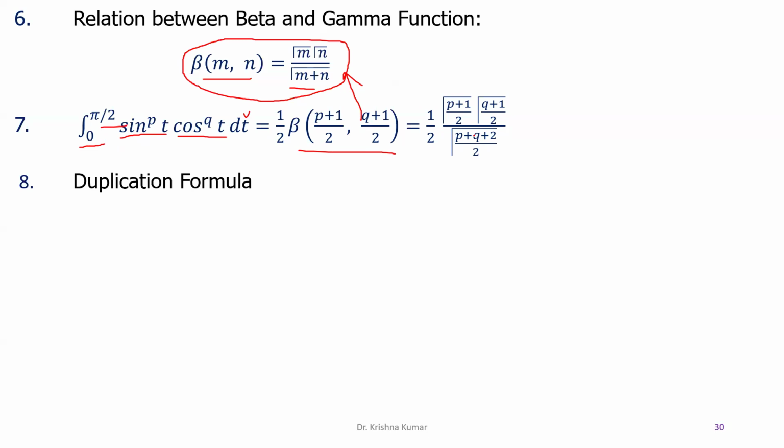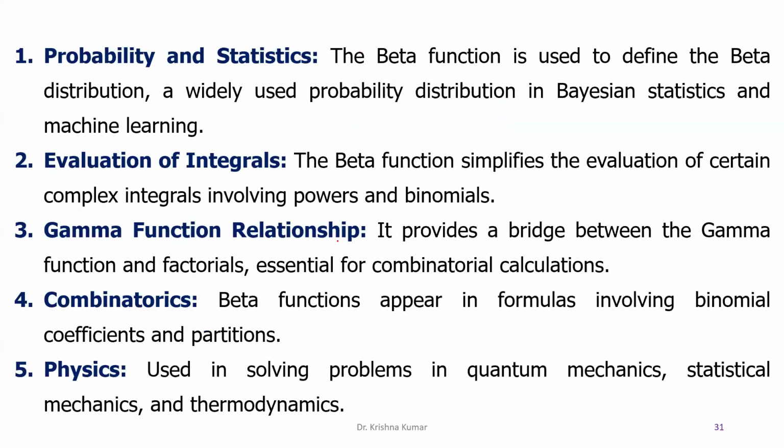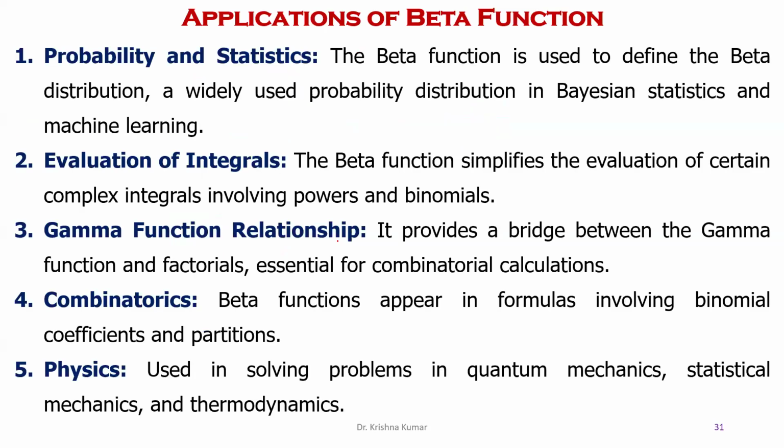Property number 8 is called the duplication formula, and it is given by gamma of m into gamma of m plus 1 by 2, which is equal to root pi upon 2 to the power 2m minus 1 into gamma of 2m. So these are some basic properties of beta functions. Let us take some applications of beta functions.